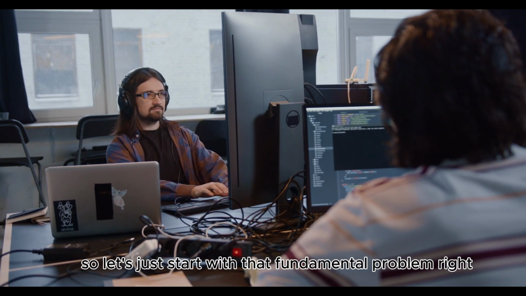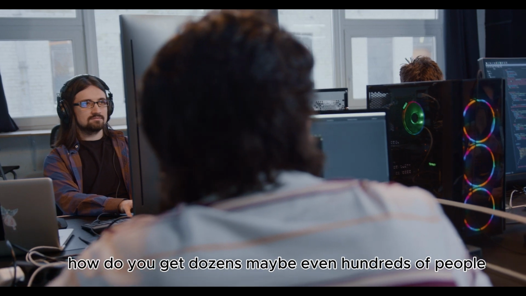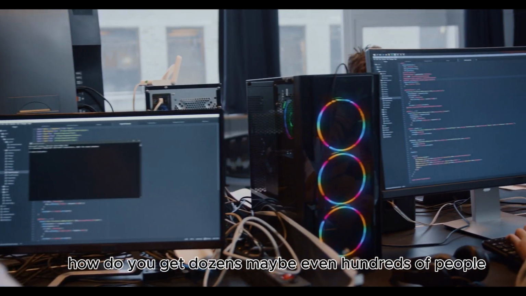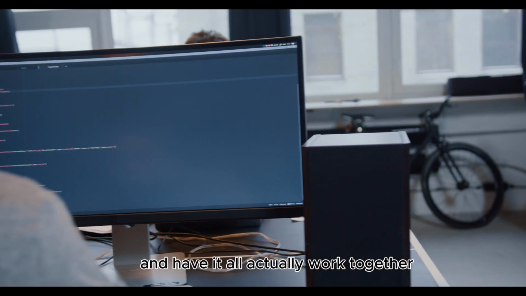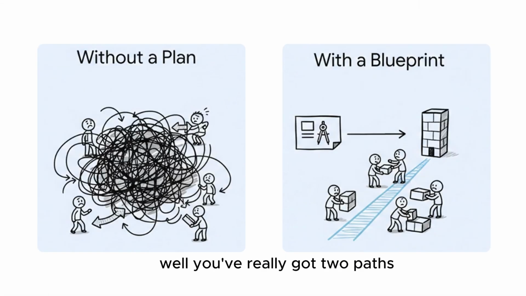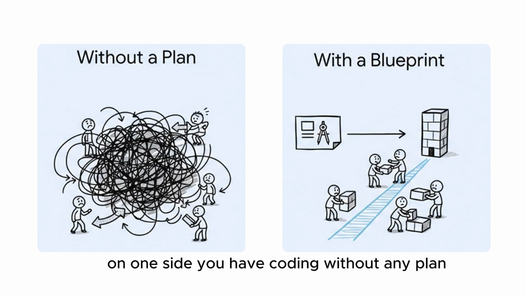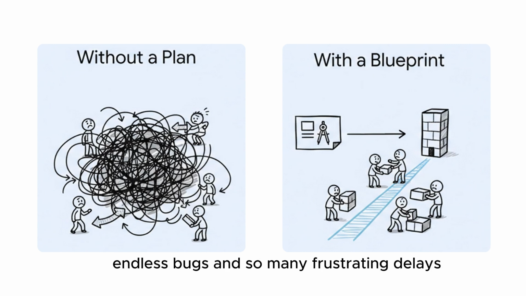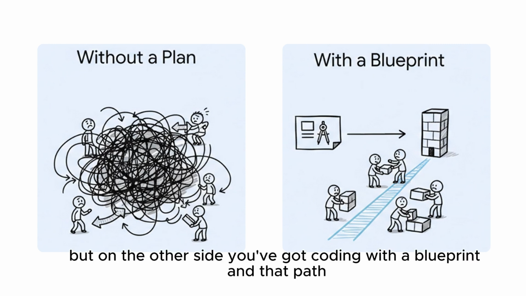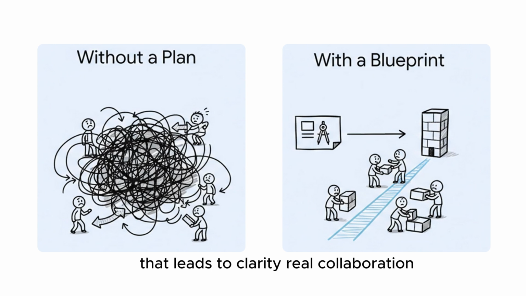So let's just start with that fundamental problem, right? How do you get dozens, maybe even hundreds of people all working on one super intricate system and have it all actually work together? Well, you've really got two paths. On one side, you have coding without any plan. And let me tell you, that road is just paved with confusion, endless bugs, and so many frustrating delays. But on the other side, you've got coding with a blueprint. And that path leads to clarity, real collaboration, and just getting things done efficiently.